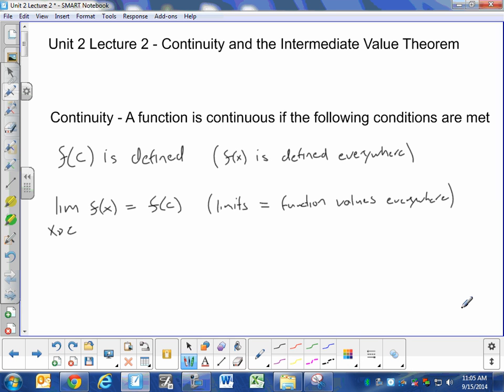Second lesson of 4 on continuity and the intermediate value theorem. A function is continuous if function values are defined everywhere. We say f of c is defined. c can be any value for x, which means no matter what value you have for x, we will have a function value, a y value above that x. And the limits at those values are equal to those function values.